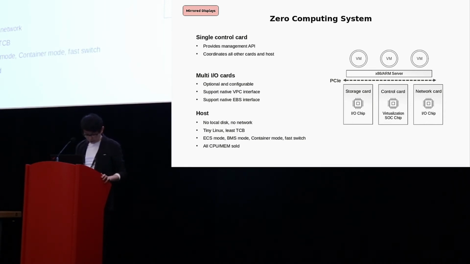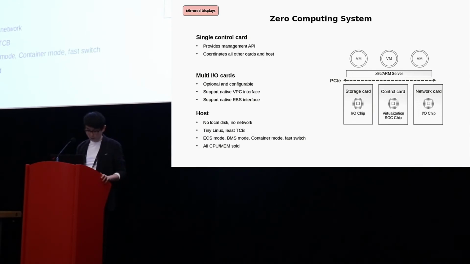When we need to buy a new VM, the OpenStack central node will send requests only to this control card, and this control card will prepare all of the resources the VM needs, such as how many disks, how many networks, and it will create the VM via an internal channel.